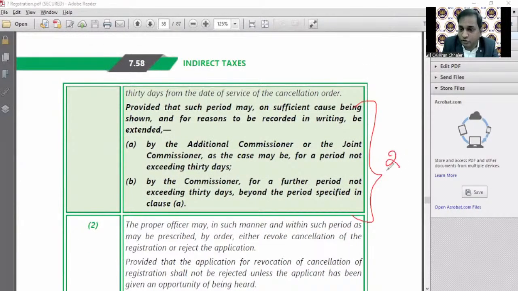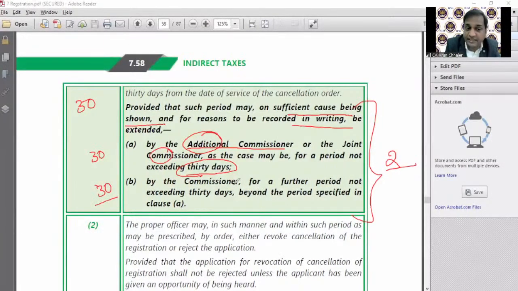You may expect a question of 2 marks. What is the amendment? On sufficient cause being shown, for reasons to be recorded in writing, the additional commissioner can extend the time limit by another 30 days. So the normal time limit is 30 days. If there is sufficient reason, it can be extended by another 30 days by the additional commissioner or the joint commissioner. It can further be extended by the commissioner. So the total time limit is 90 days: 30 days, 30 by the additional or joint commissioner and an additional 30 by the commissioner. Total 90 days. This is the new amendment applicable from May 22.